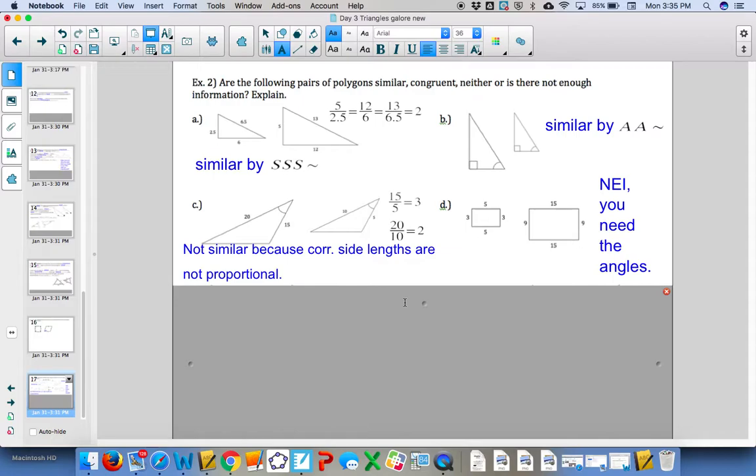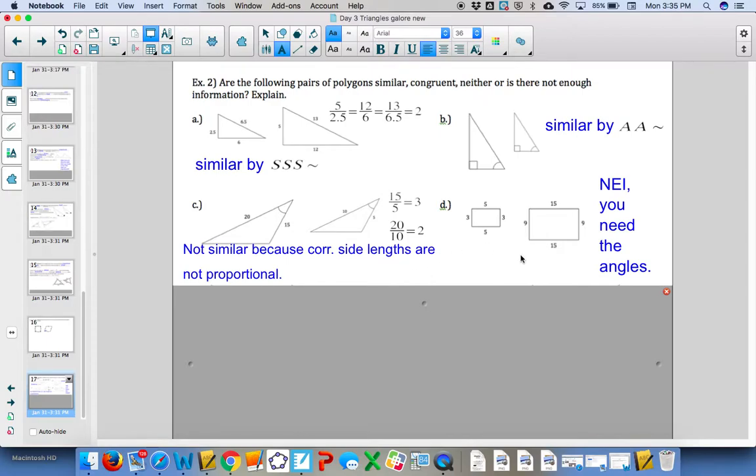On part C, the triangles are not similar because the corresponding side lengths are not proportional. When you try to check the scale factor for one pair of sides, to go from 10 to 20, the scale factor is 2. But to go from 5 to 15, the scale factor is 3. So you don't have the same proportions for the sides. So not similar because corresponding side lengths are not proportional.